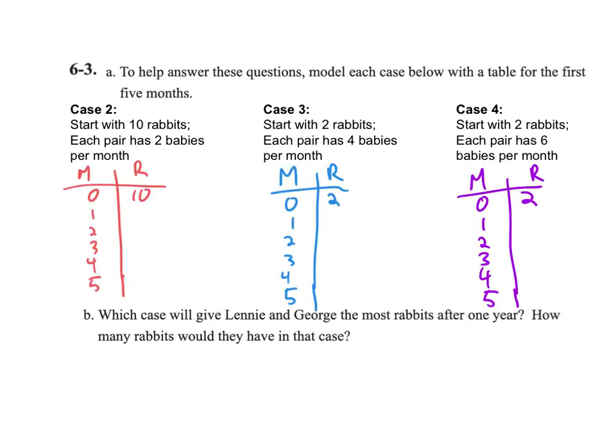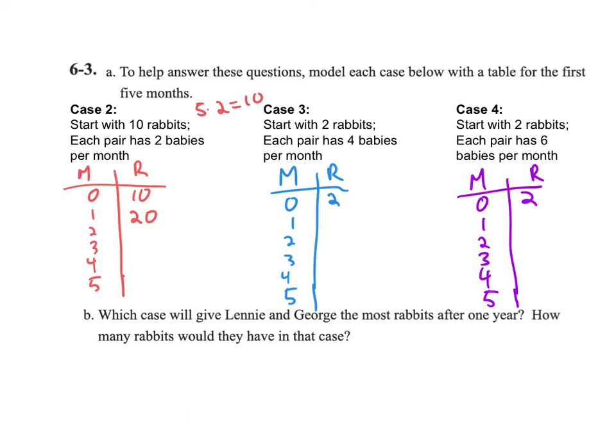Alright, so I started off by making the 3 different tables here. Let's read case 2 here. It says that they would start with 10 rabbits, and then each pair has 2 babies per month. So if there's 10 total rabbits, then there'd be 5 pairs, and each pair has 2 babies. So if there are 5 pairs and each pair has 2 babies, well, that'd be a total of 10. So there'd be 10 babies, including the 10 original rabbits. So you have a total of 20 total rabbits then.